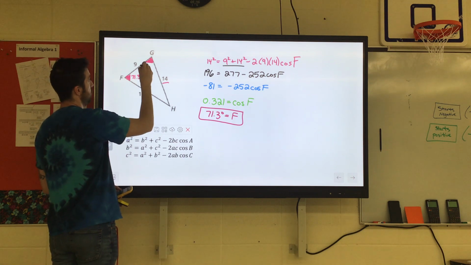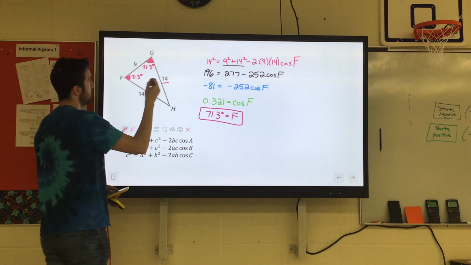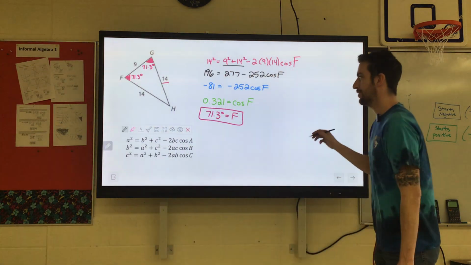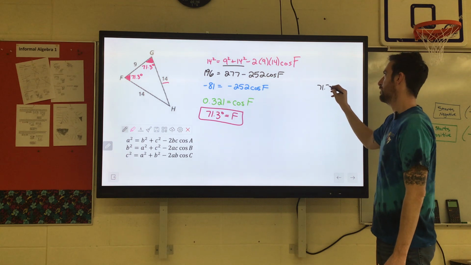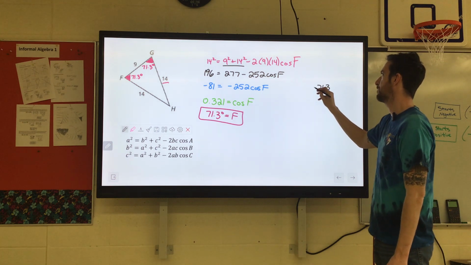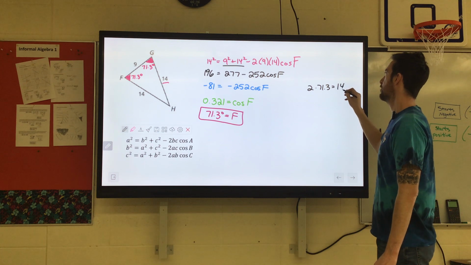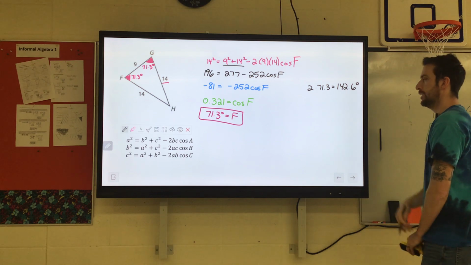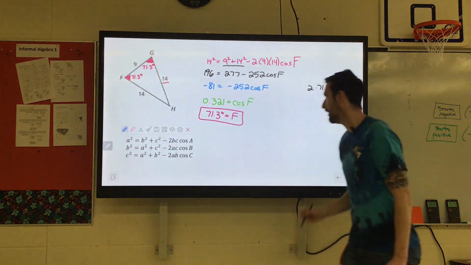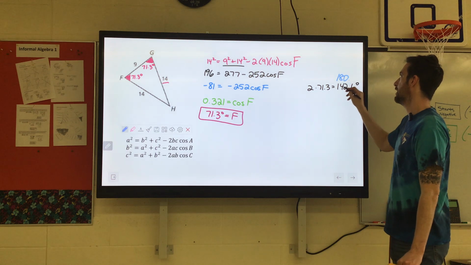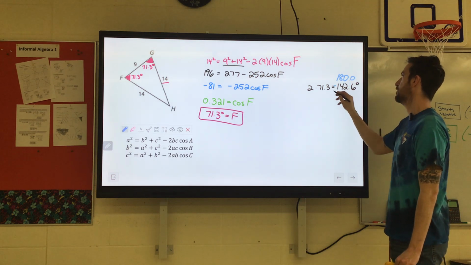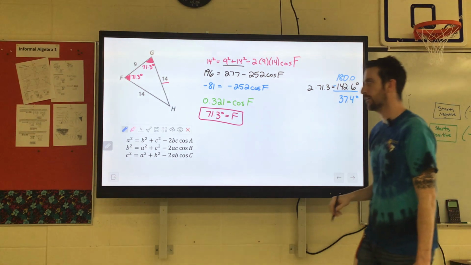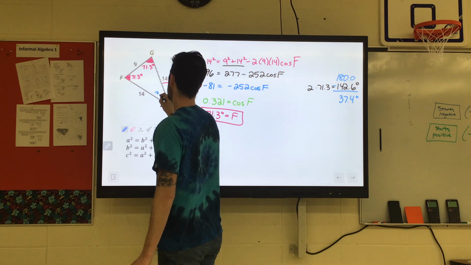Which means angle G is going to be the same thing because, again, it's an isosceles triangle. So those two angles are going to be the same. Now, if we add those up, 71.3, or just do times 2 since they're the same, that would be 142.6 degrees for those two angles. Then we would just have to subtract it from the 180. 180 degrees minus 142.6 is 37.4 degrees for that last angle, angle H. 37.4.